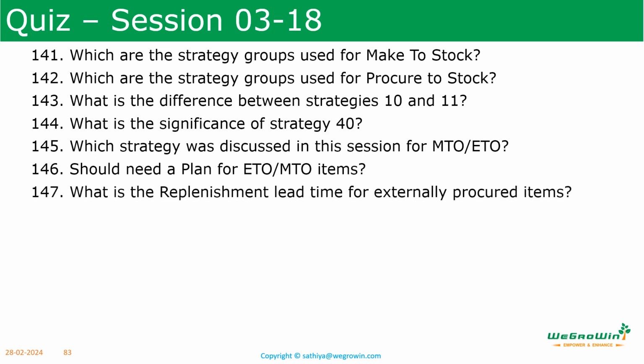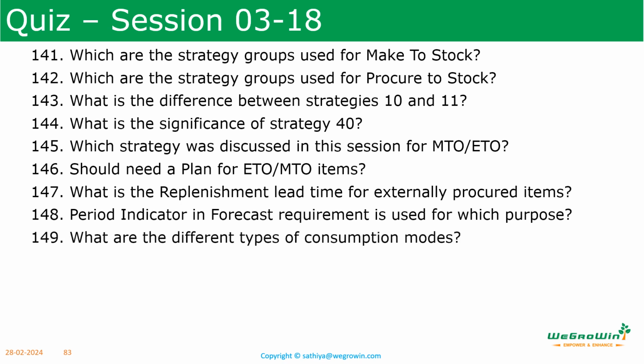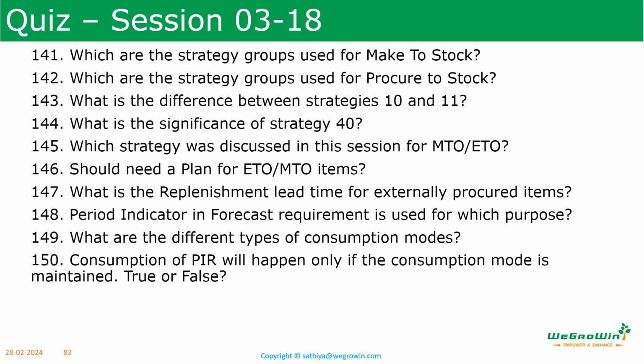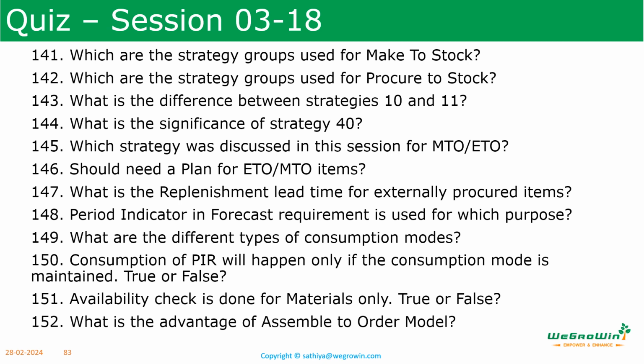What is the replenishment lead time for externally procured items? Period indicator in forecast requirement is used for what purpose? What are the different types of consumption modes? Consumption of PAR will happen only if the consumption mode is maintained, true or false. Availability check is done for materials only, true or false. What is the advantage of the assemble to order model? So we'll see the answers in the next session.